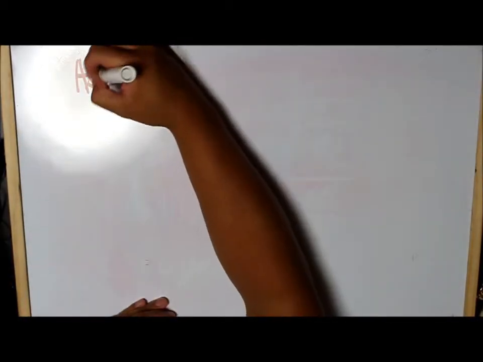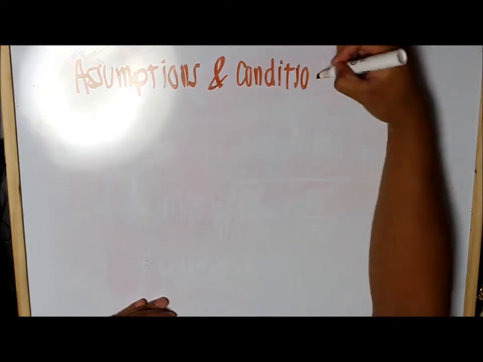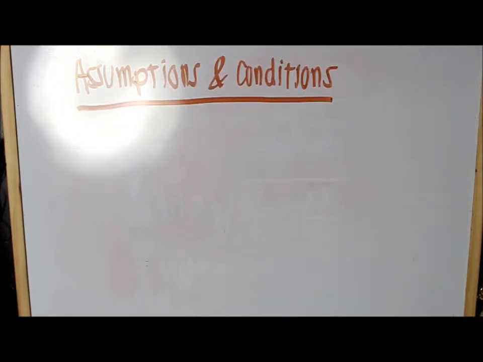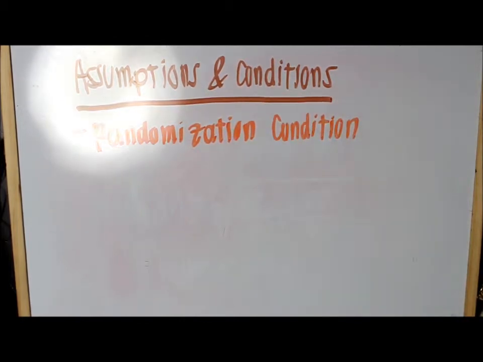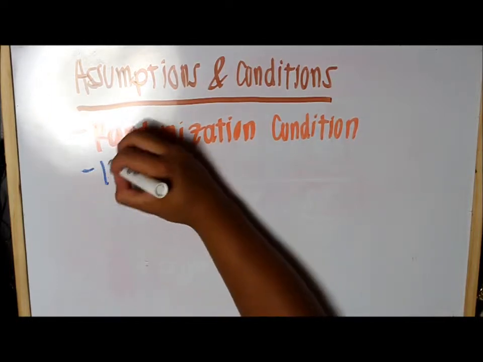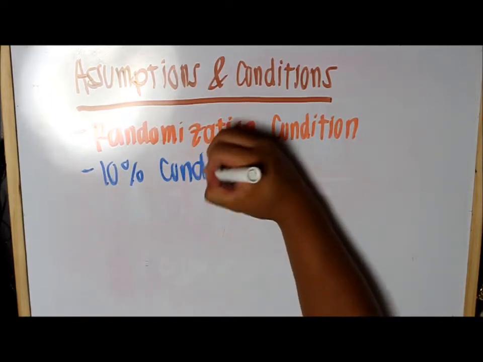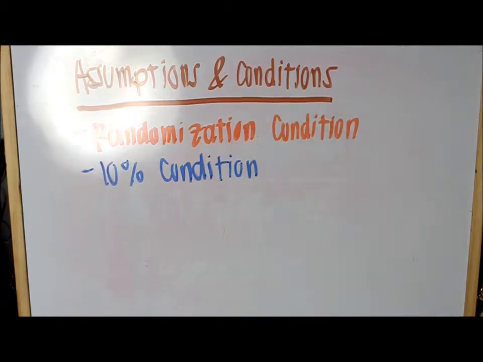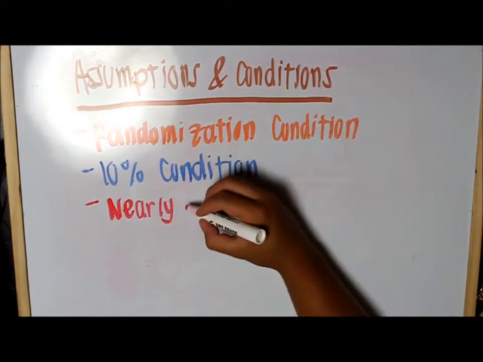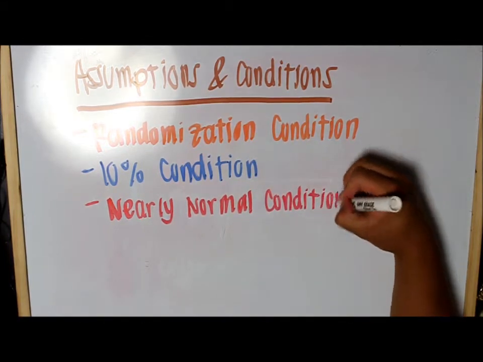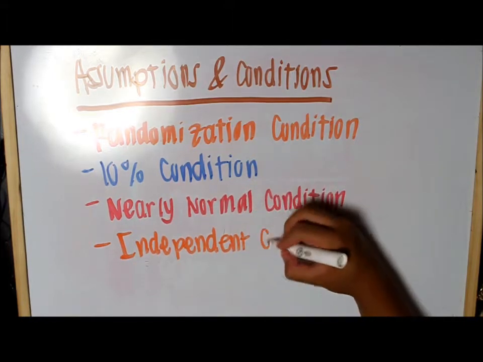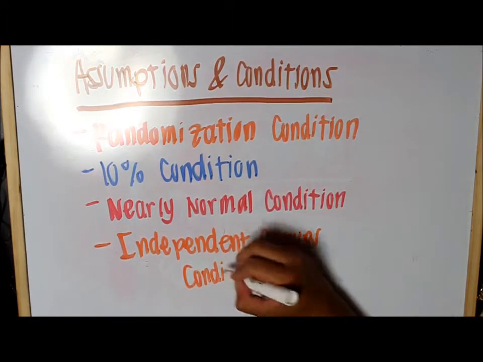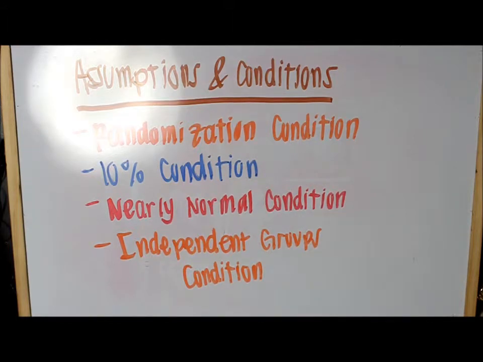Now, the assumptions and conditions of a two-sample t-interval, besides the independence assumption, are the randomization condition, which states that data must be collected with suitable randomization, the 10% condition that states that samples must be less than 10% of the population being studied, the nearly normal condition, which states that both groups being studied and compared must have a nearly normal distribution, and the independent groups assumption, which states that both groups that are being compared must be independent of one another.